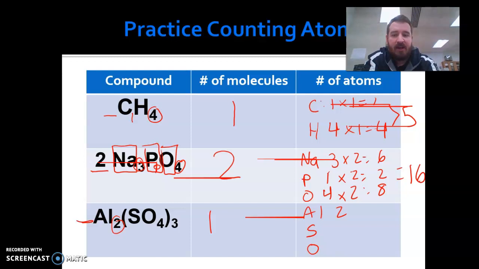I see we have parentheses here. So you might remember in math class, when you see parentheses and you're multiplying with a parentheses, you need to distribute. All right, so what we're going to do is distribute this 3 that's outside the parentheses to each of the elements inside the parentheses. We're going to be using multiplication. Okay, so right here, even though I don't have a subscript, we know that means I have 1 of those atoms.